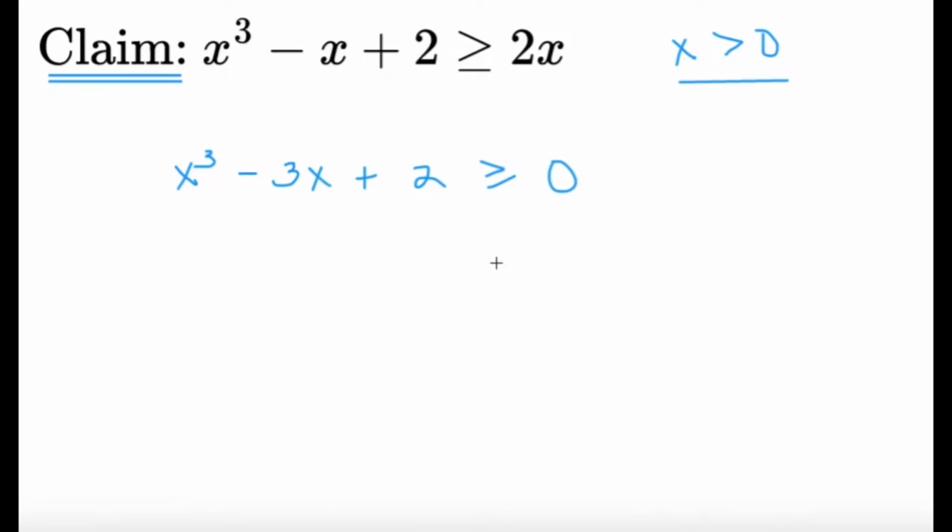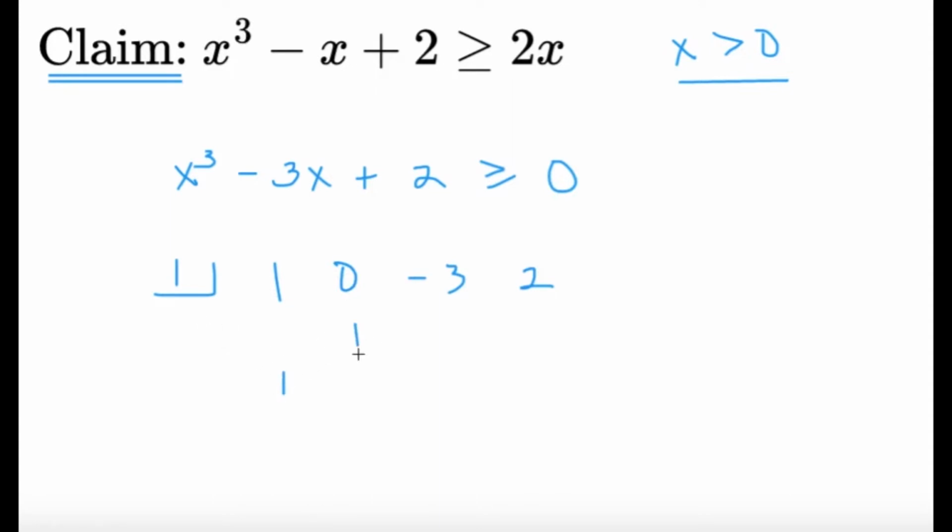So x cubed minus 3x plus 2 is greater than or equal to 0. Now the left side, hopefully we can factor that, and yes, we can easily factor that using our knowledge in algebra, and we realize that 1 is a root, 1 is a zero of the left side. So we can use synthetic division or long division, totally up to you guys. I'll use synthetic division, it's a little bit faster.